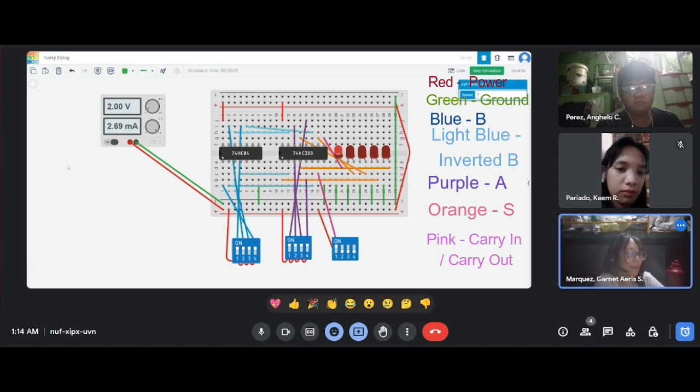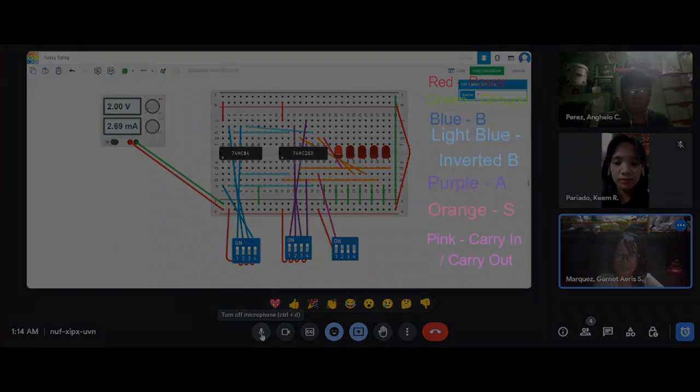So, yung breadboard na to is, ginagamit namin is 4-bit. So, as you can see, 1, 2, 3, 4. Pero, yung sa n-bit naman means, pwede yung maging 8-bit, 16-bit, 32-bit, and so on. So, that is all for the explanation. It's just quick. So, that is all. Thank you.